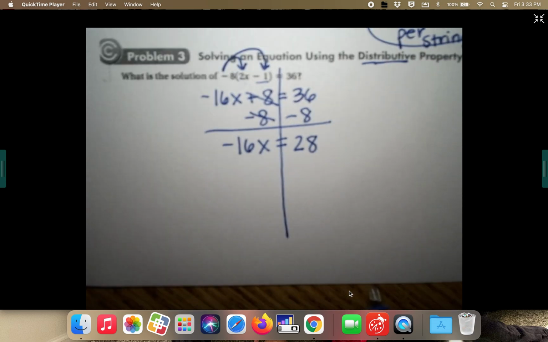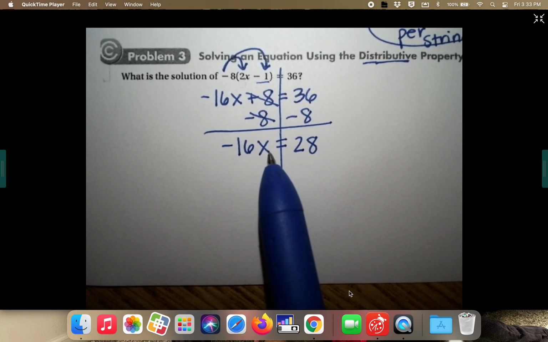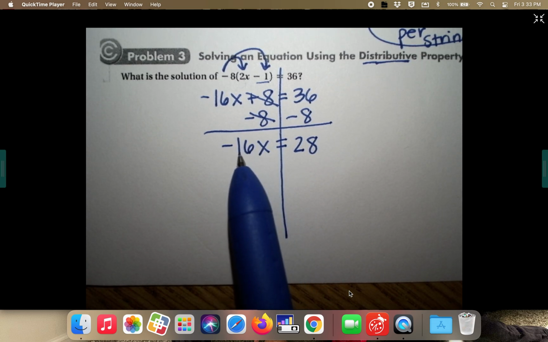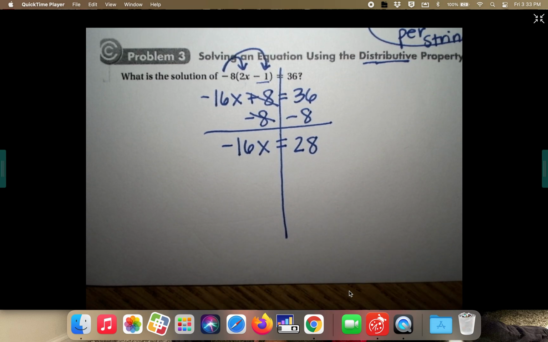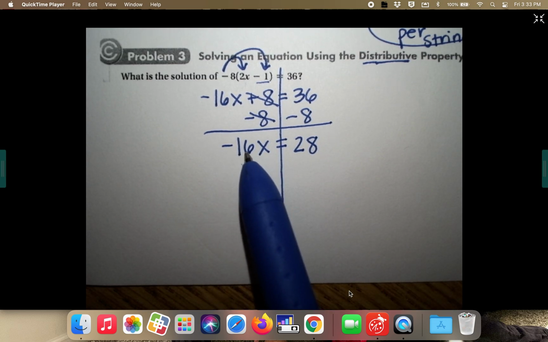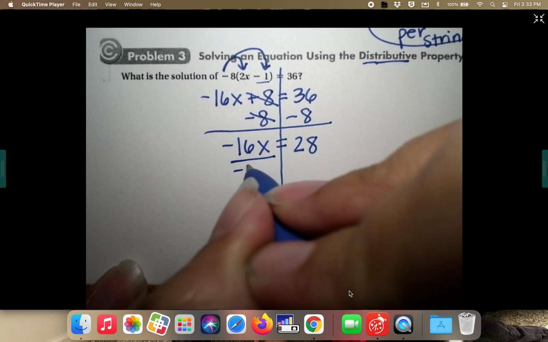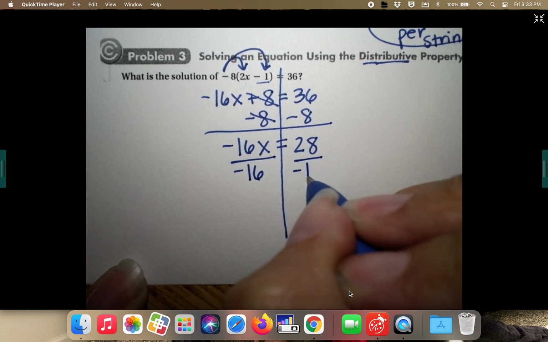It's squished together with negative 16. It is not x subtracting 16. It is x multiplied by negative 16. So we do not want to add 16 to both sides. This is not a subtraction problem. It is a negative 16 multiplied by x, so we want to divide by negative 16 on both sides.